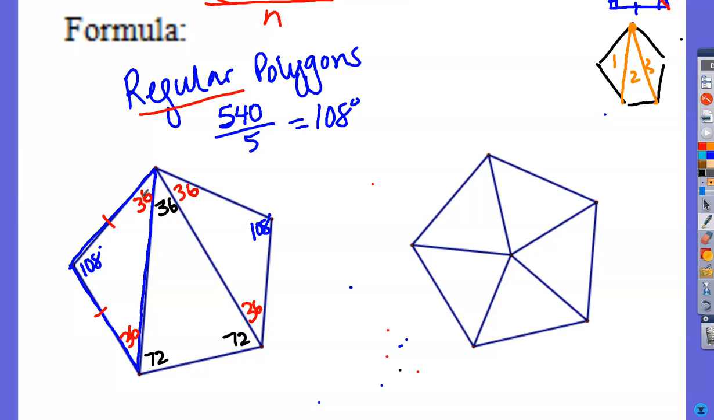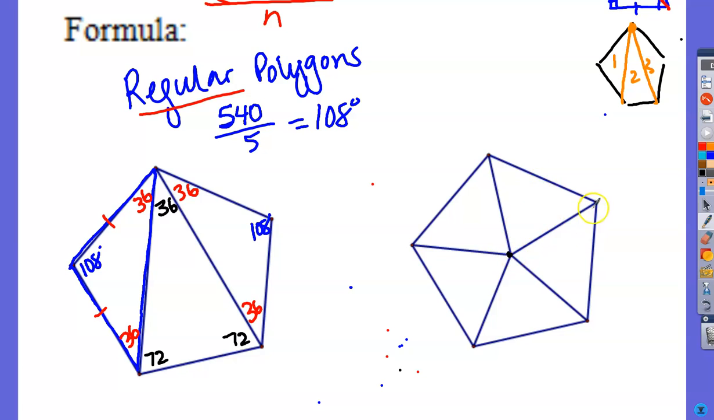Okay, let's take a look at this one. This one's a little different. So in this regular pentagon, I have radii. These are actually called radii because they go from the center to the vertex of the pentagon. This is called a radius. This is an apothem if I went from here to here.